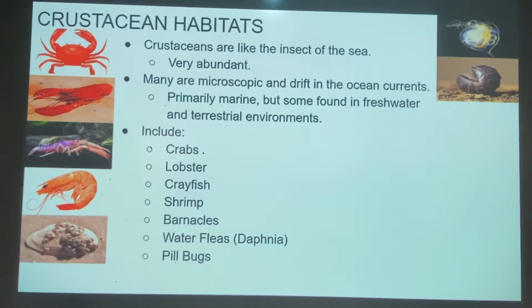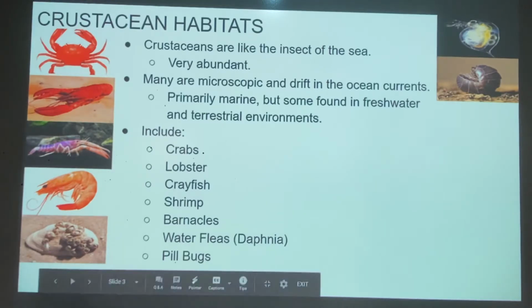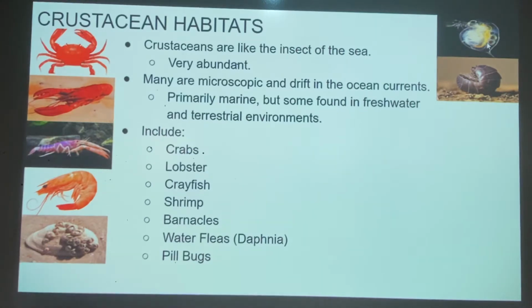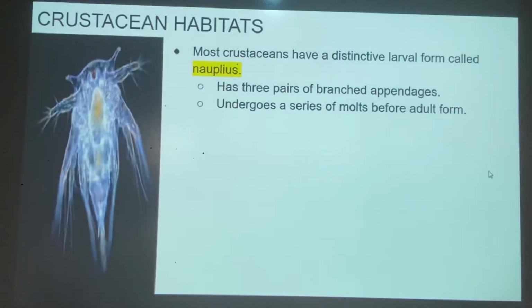But they include crabs, so it's up here, lobsters, crayfish, or crawdad, whatever you prefer. They include shrimp, barnacles, so this is going to be a mollusk that they're all living on, but these little nubs here are all barnacles. They include water fleas, these are the microscopic guys, and then pill bugs or sow bugs or roly-polies. They are all in the same phylum.